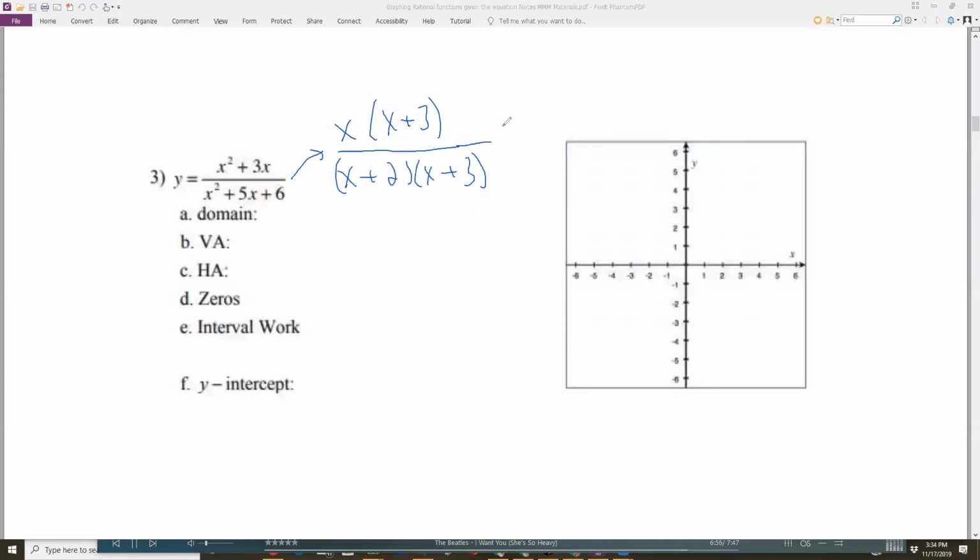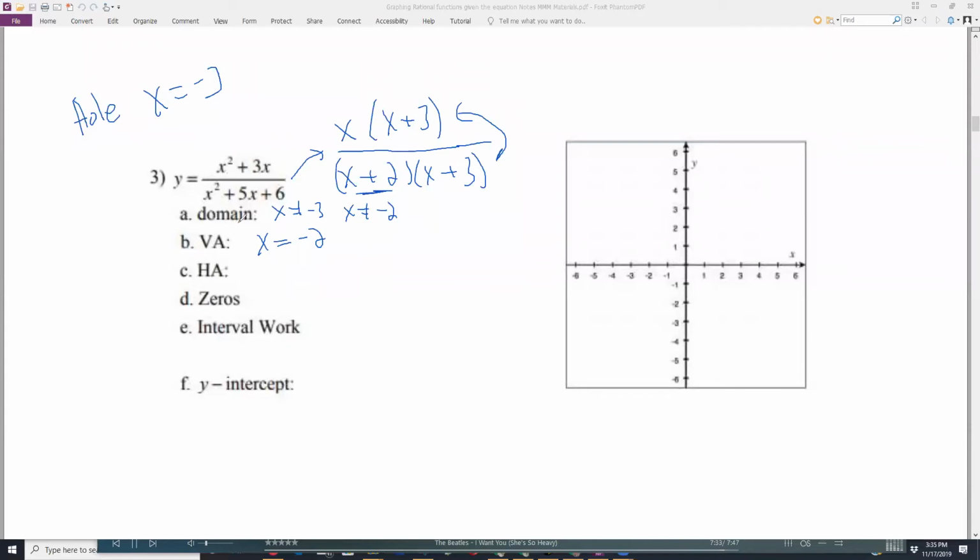So what's kind of cool about this is, you remember from our work earlier where we had a hole in the graph? I see there's a common factor in the numerator and the denominator of x plus 3. So that tells me there's a hole in the graph at x equals -3. So that means there's only going to be one vertical asymptote, and that happens at x equals -2, right, from this factor. And that tells me now, just because there's a hole at -3 and not a vertical asymptote, the domain still doesn't include it. So x doesn't equal -3, and x doesn't equal -2.